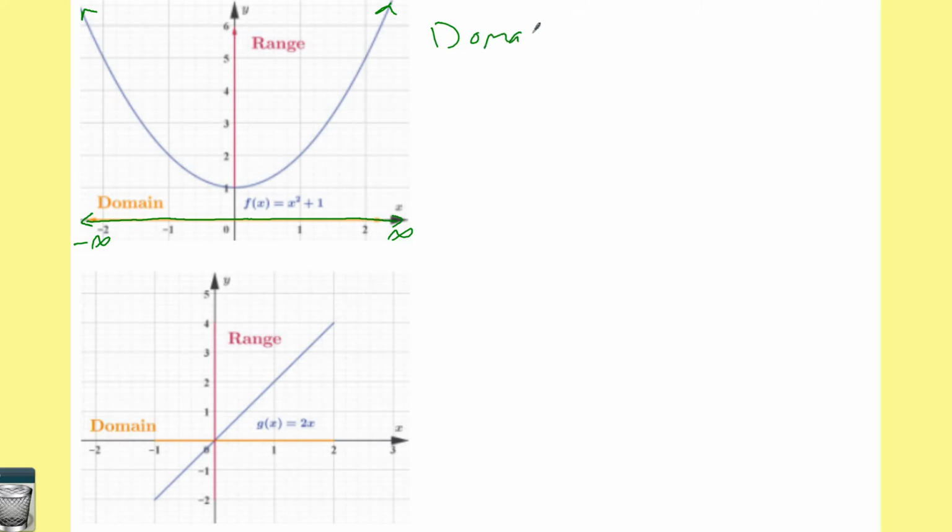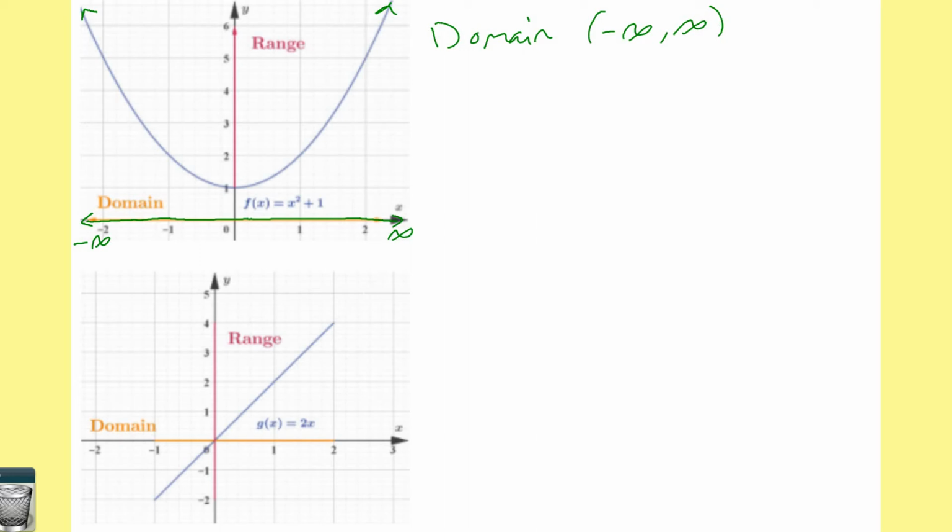So I would write the domain from negative infinity to infinity. And we put parentheses around infinity because you can't actually touch infinity. I will never get to the point and be like, whew, I'm done, I finally made it to infinity. It's not going to happen. So use parentheses with infinity.